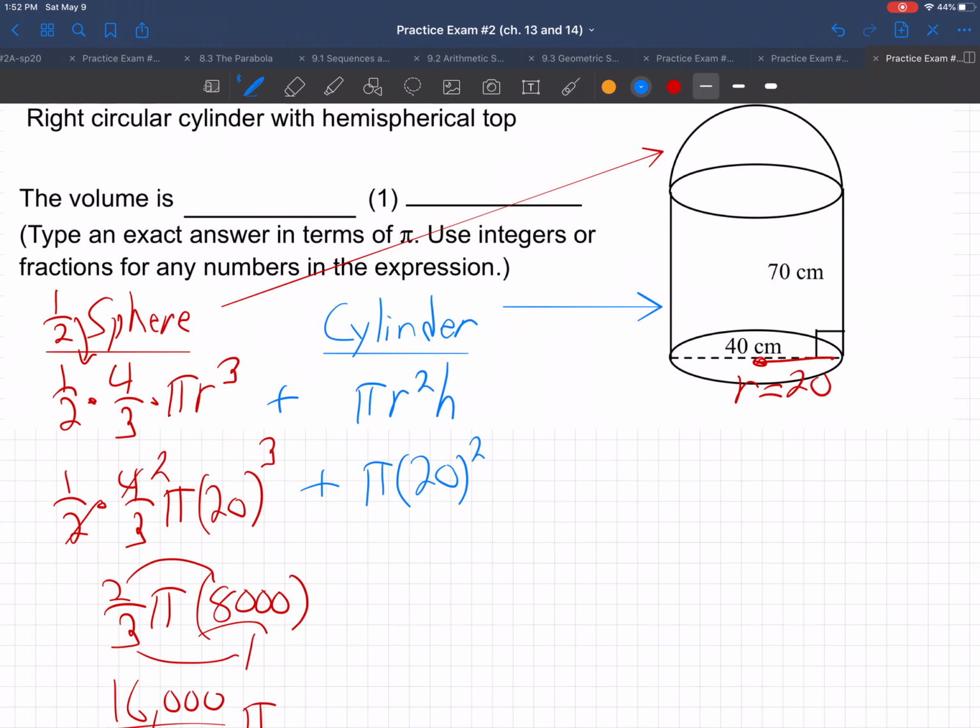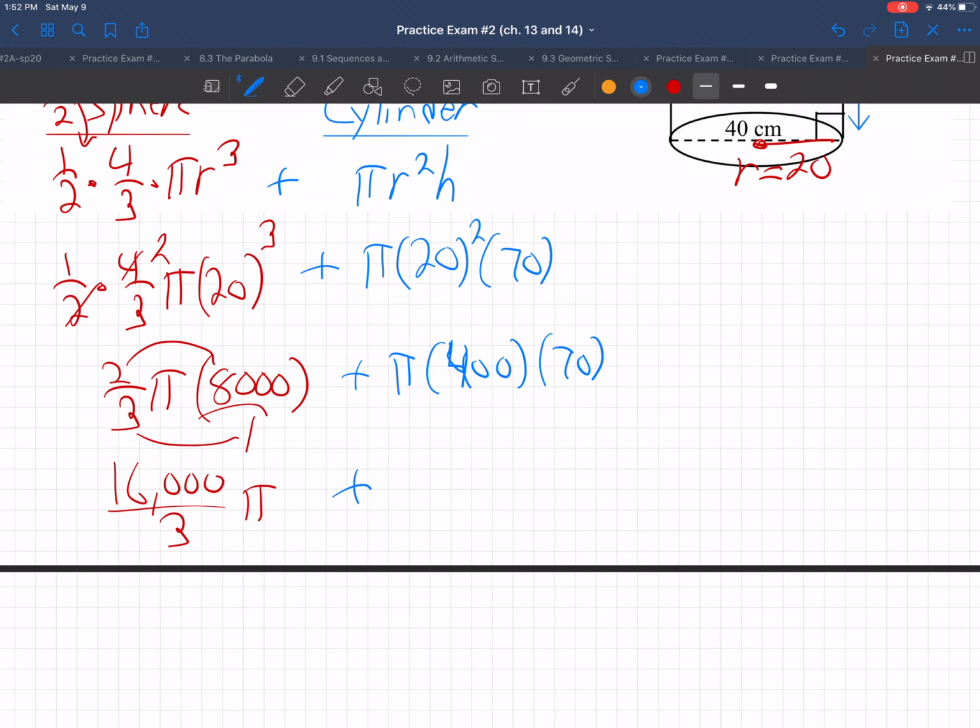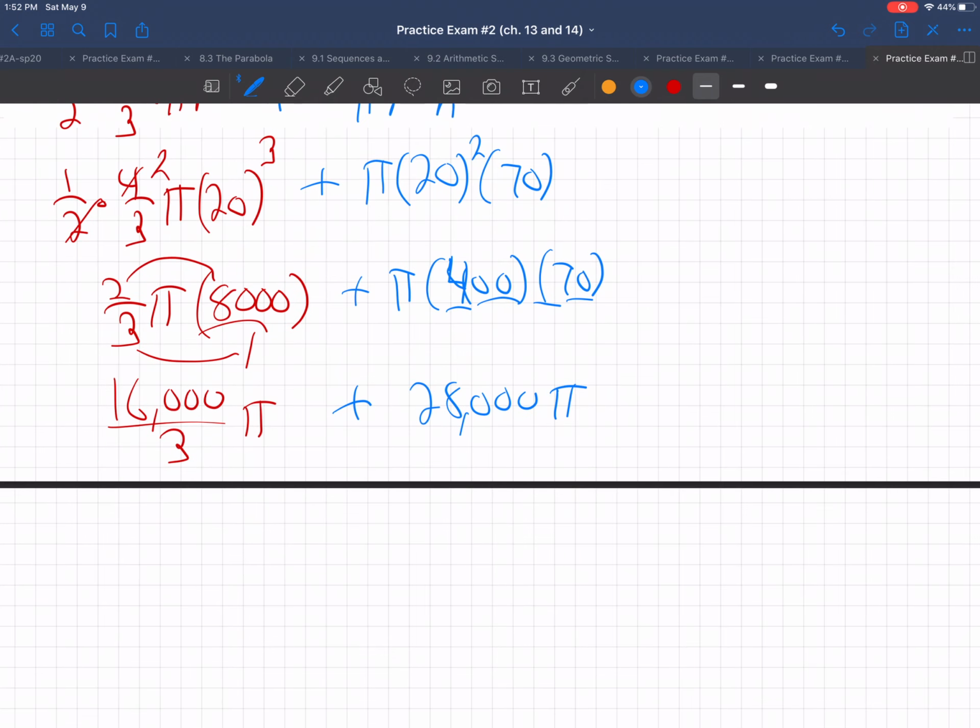Now what's the height? Well, the height is over here. So the height there equals the 70. So times 70. That's going to be pi times 400, 20 times 20 times 70. And that's, what's that, 4 times 7 is 28, then 3 zeros, because there's 1, 2, 3 zeros, pi, 28,000 pi. Now we need to add those together.